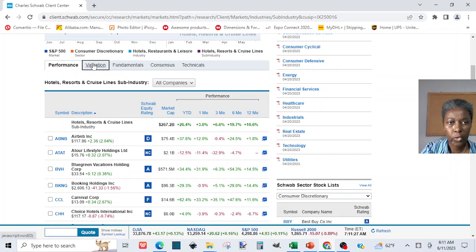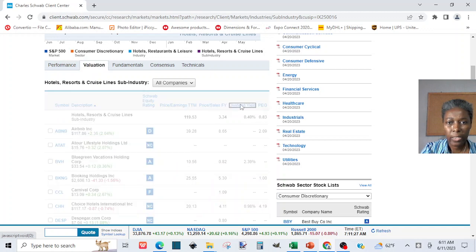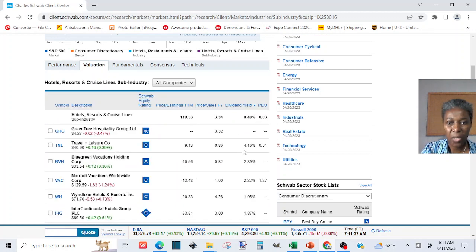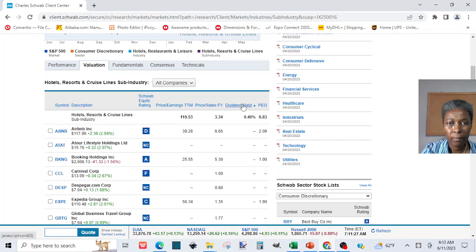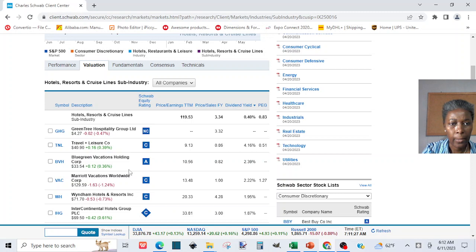We'll click on valuation and we'll click on dividend yield to sort it from the highest to the lowest, and we have one that is 4.16%, and that's the only one, and it's Travel Plus Leisure Co. That means company. So you'll put that in your spreadsheets. I'm not sure why this is here with 0%. I believe we saw it. Okay, but anyway, the price is $40.90, and the symbol is CNL, and the dividend yield is 4.16%.